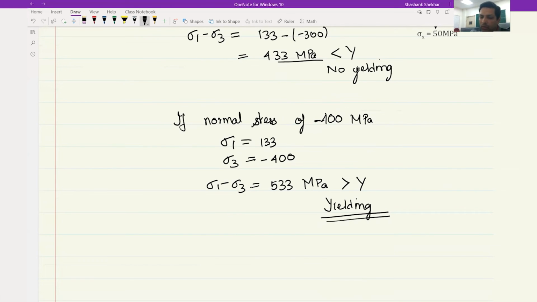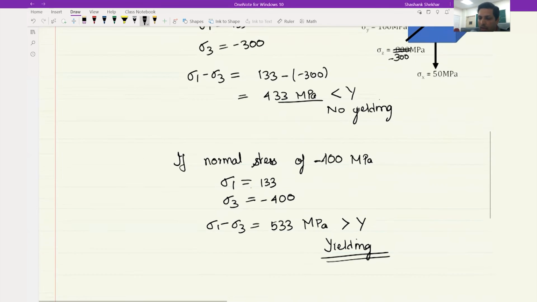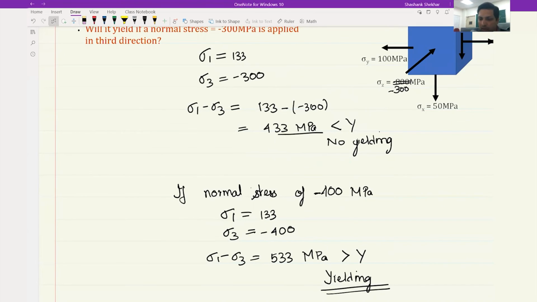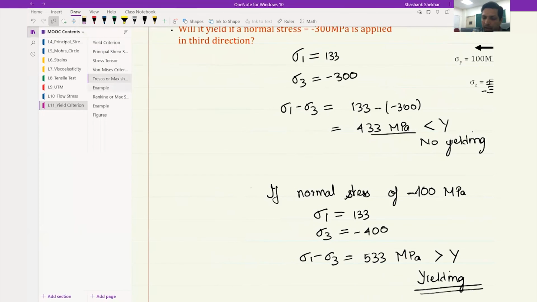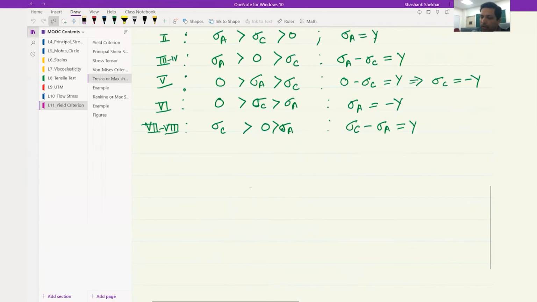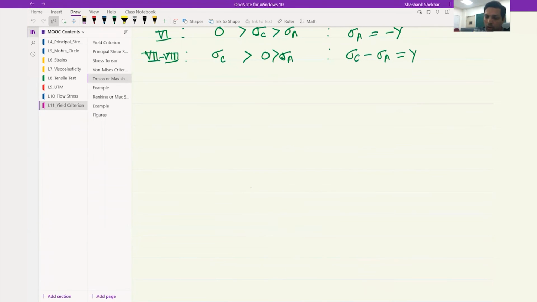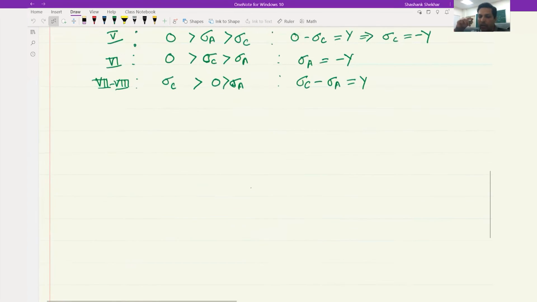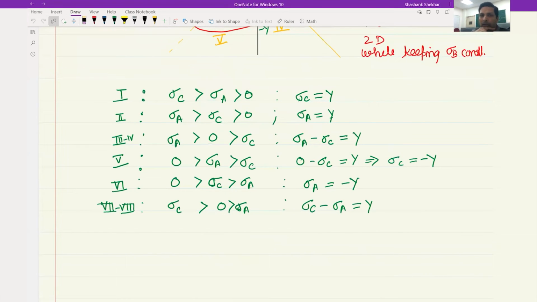Okay, so we have now seen two criteria, and the first one was obviously a valid criterion. Now, what about this Tresca criterion? Is it a valid criterion or not? Let's try to determine whether this is a valid criterion. How do we determine? The most important thing is that when you apply a hydrostatic stress, the yielding should not change. The condition for yielding should not change.